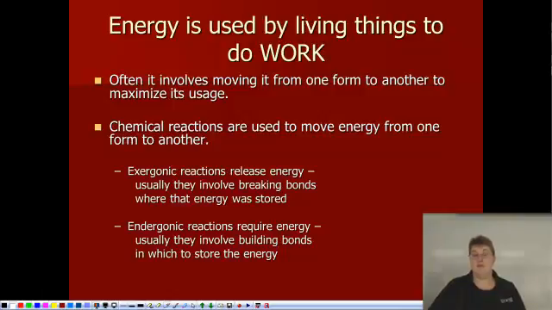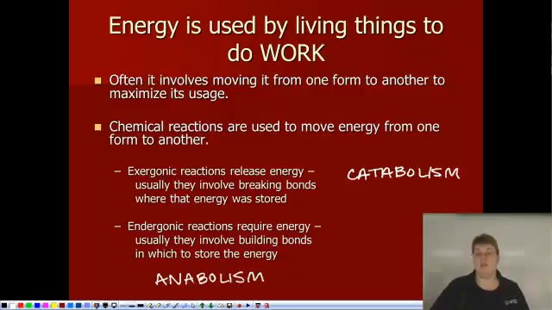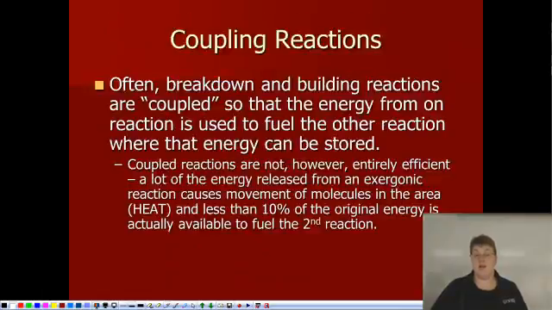Now, not every chemical reaction that releases energy breaks bonds, and not every chemical reaction that requires energy makes bonds, but this is kind of the generality. And if you want to, you can associate these with anabolism and catabolism. Exergonic is usually catabolic, and endergonic is usually anabolic.